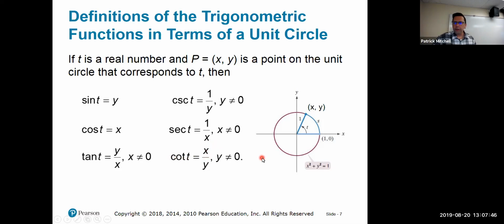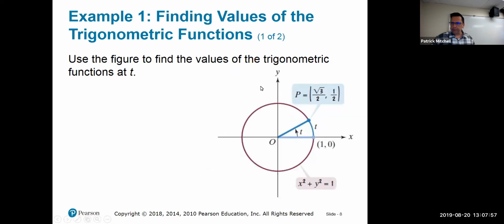Okay, so what are we going to do with that? That is the million-dollar question, and that's going to take up a good part of the rest of this chapter. So let's see. Oh, perfect, an example. Okay, so the point root 3 over 2, comma 1/2. Oh, finally they put the t there. I'm happy about that. Is on the unit circle, and they want me to use that information to find the values of the 6 trigonometric functions at t.